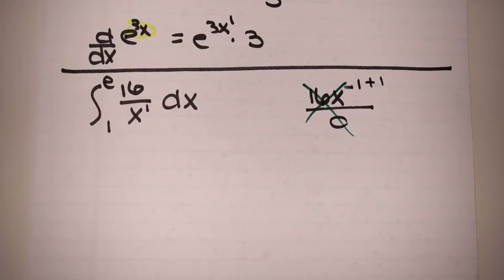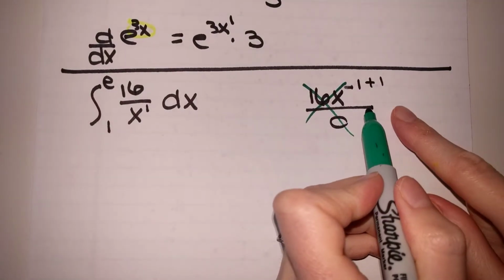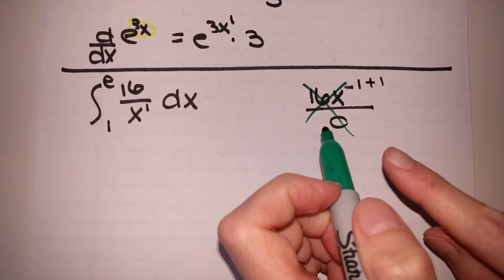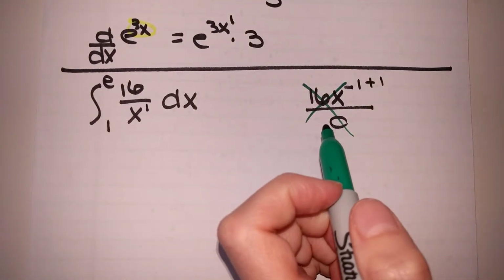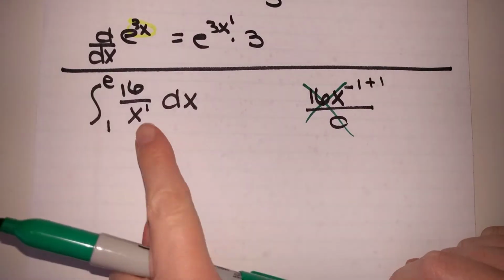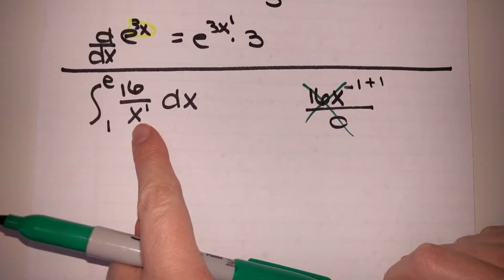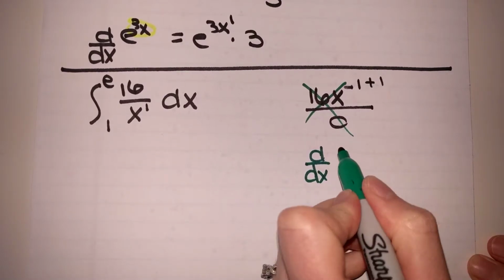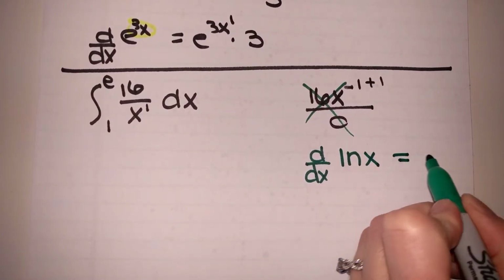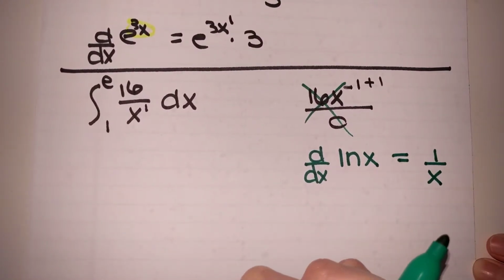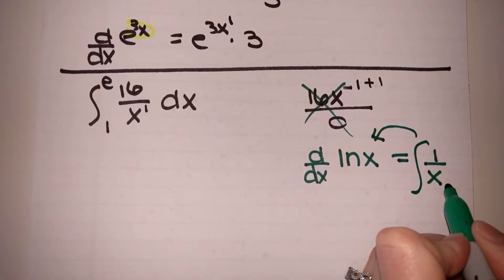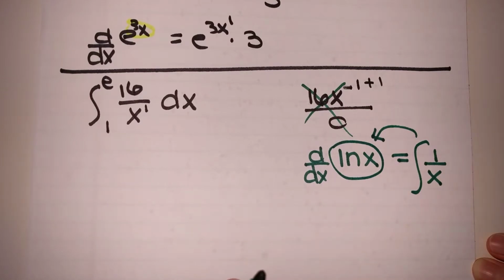That is undefined. So that is what tells us when we get this 0 in the denominator that something is afoot and we need to think differently about what our integral rule is going to be. So this is not going to be a power rule question because what happens is if I take the derivative of the natural log of x, that gives us 1 over x. So when I work backwards, if I integrate 1 over x, that is going to give us the natural log of x.